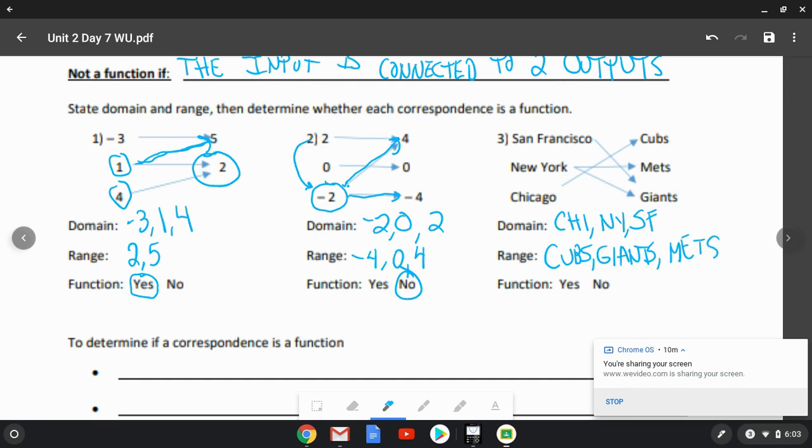So now let's take a look. Is every input connected to only one output? Well, San Francisco is only connected to the Giants. That's good. Chicago is only connected to the Cubs for this example, so that's good. But New York is the issue. It's connected to two. Once again, that would go against the vending machine example. So this is a no, because one of your inputs has two different outputs that it's connecting to. So that would not make sense.